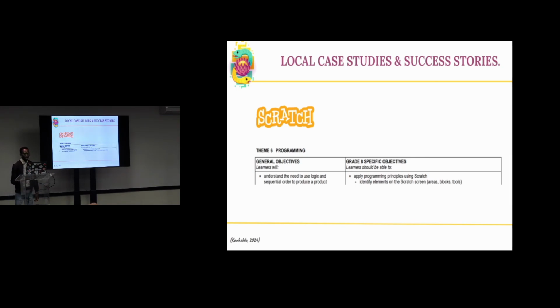This is a screenshot of the Namibian syllabus for grade 8, where the general objectives are that they need to use logic and sequential order to produce a product. So what are the objectives? The learner should be able to apply programming principles using Scratch. Looking at how Scratch is being integrated into the syllabus for grade 8 learners is something that is really uplifting.